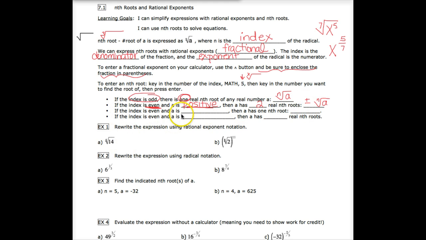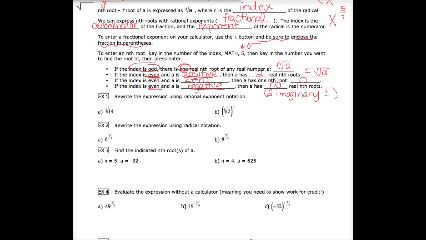So plus or minus. If the index is even and a is 0, then there's just going to be one answer, because the square root, cube root, fourth root, any root of 0 is just 0. Then finally, if you have an even index and a is negative, then that means there are no real nth roots. There will be two imaginary roots in that case. So again, don't forget the plus or minus, but there are no real roots if the number underneath is negative.